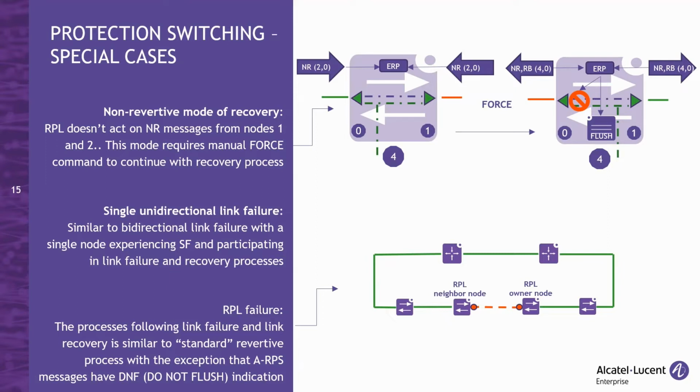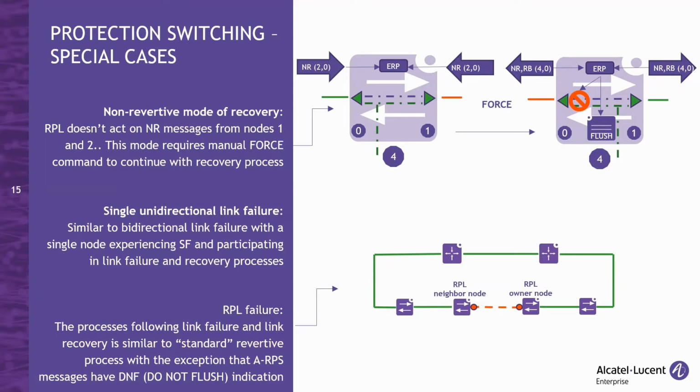Non-revertive mode is sometimes preferred in order to avoid a second interruption. It is also possible that a link failure will be noticed as a unidirectional link failure, in which case only the one node noticing the failure, of course, will participate in link failure and recovery processes.